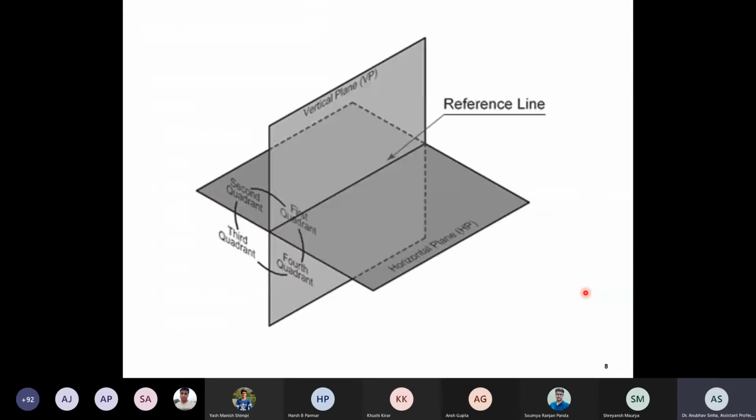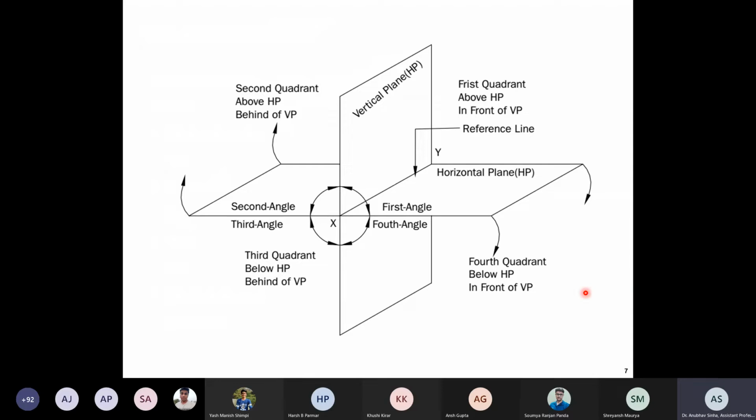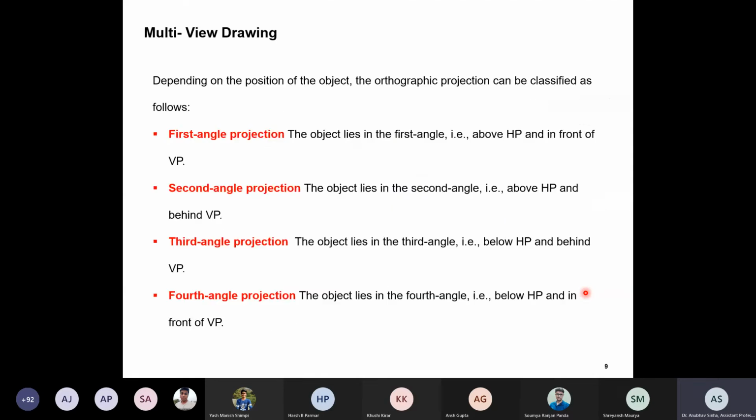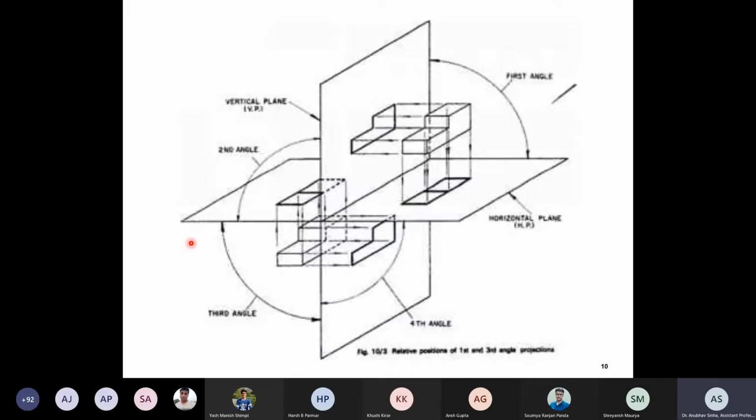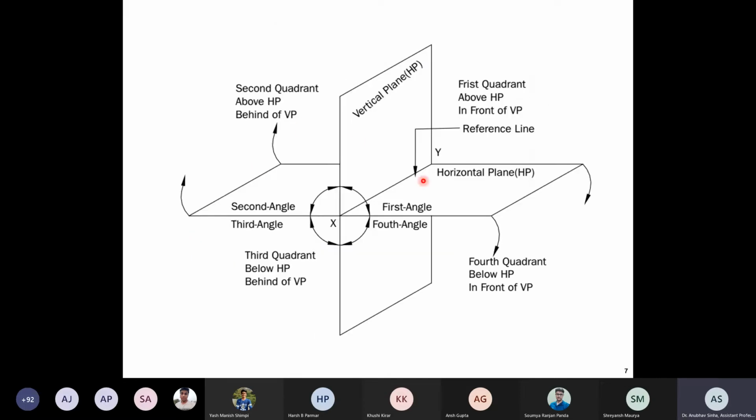Another point I forgot to mention is that when you're trying to make it in 2D, like this, these planes are at 90 degrees. So you try to open that plane. What we do is rotate this horizontal plane by 90 degrees, so it comes down and then you get a 2D picture.